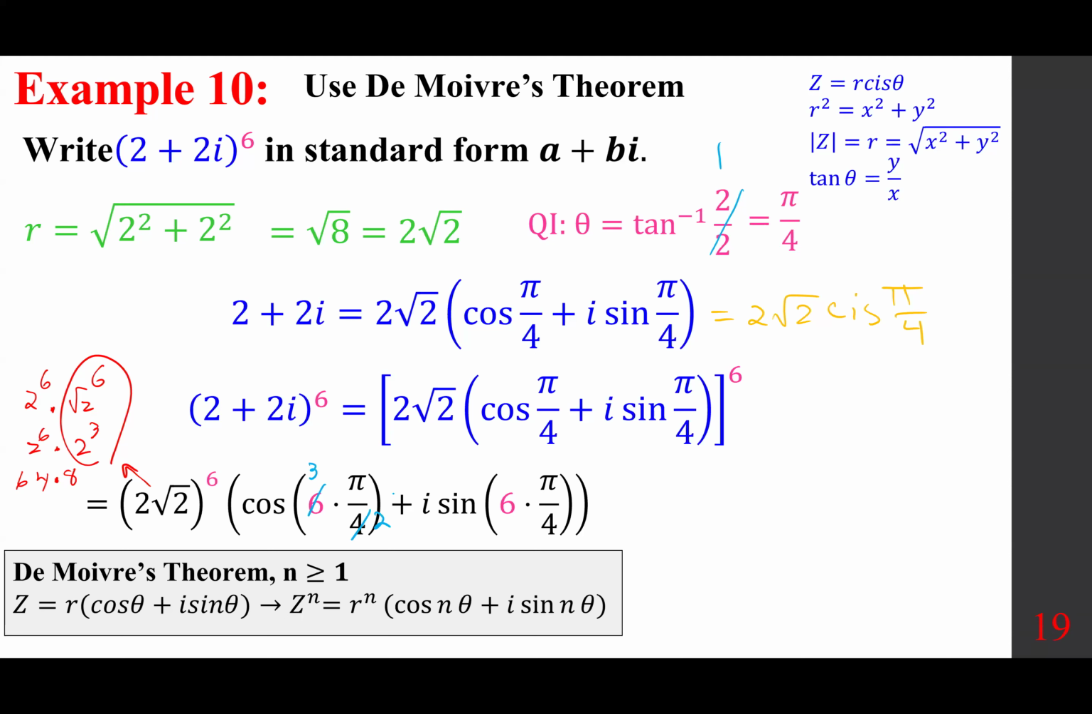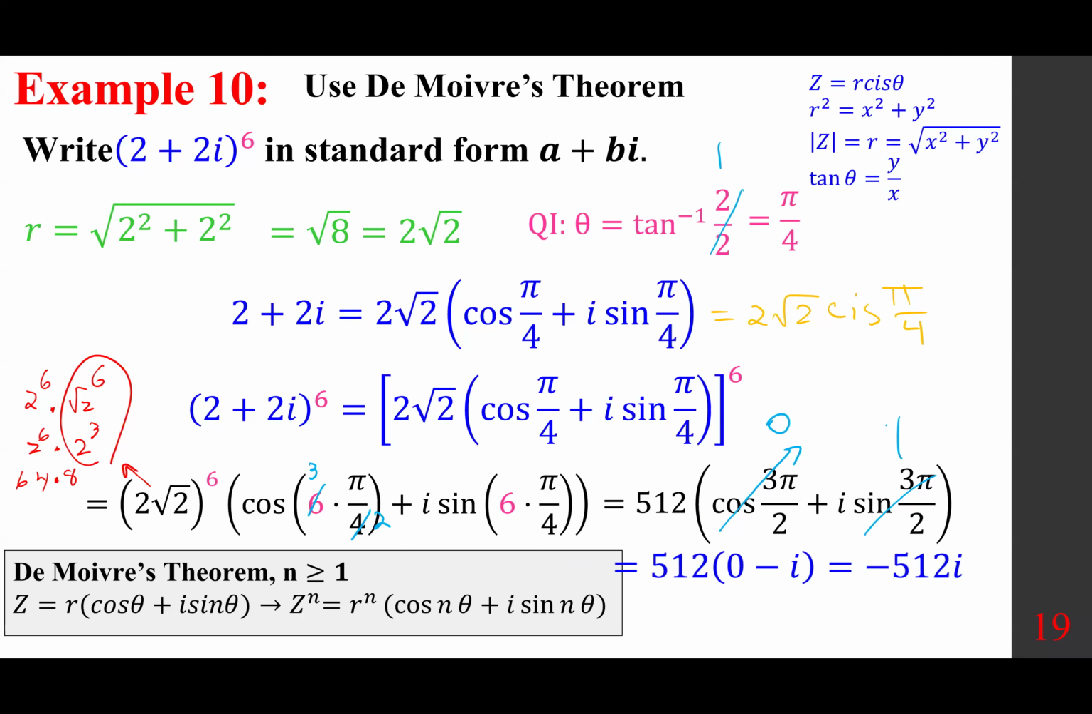512 cosine of 3 pi over 2 plus i sine of 3 pi over 2. 3 pi over 2, cosine is 0. Sine is negative 1. So we get 512 times 0 minus i, or minus 512 i as the final answer.